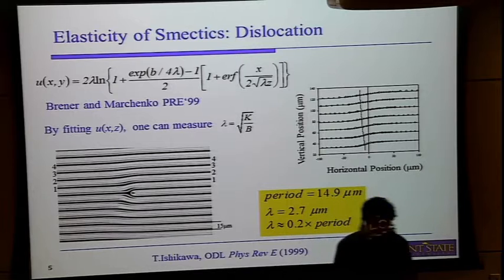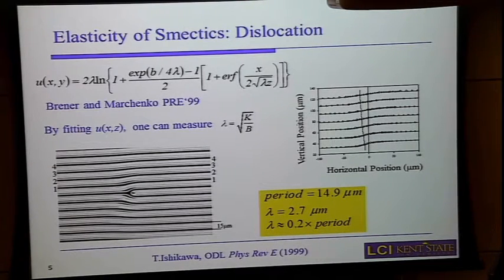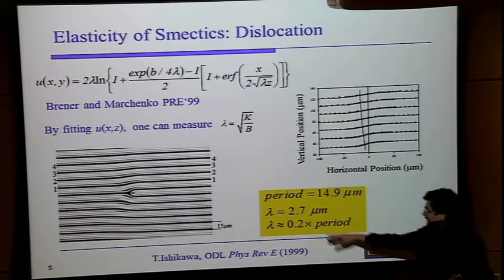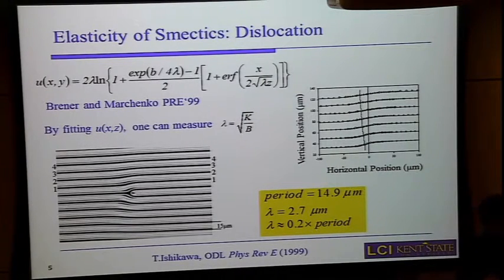And there is an expression that predicts how this layers profile should look like when you take the nonlinear version of the elasticity. And you just fit with your data, and you find out that lambda is indeed the quantity that is close to the period, although not quite. It's smaller. And when lambda is smaller than the period, you are even more entitled to use the nonlinear version of the theory, because the linear wouldn't give you the nice fit here.